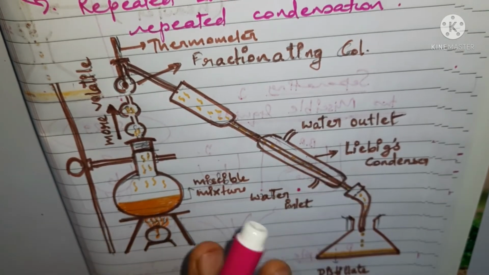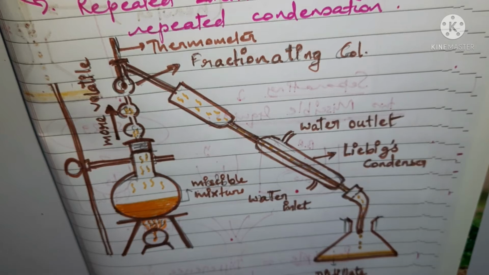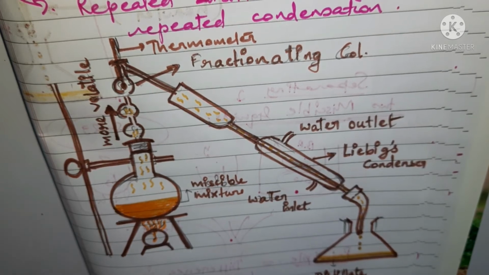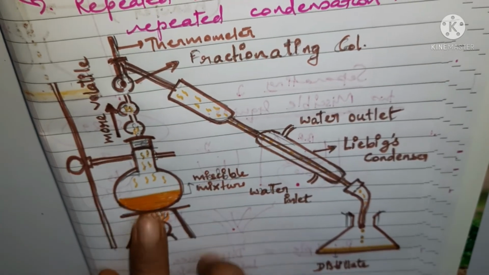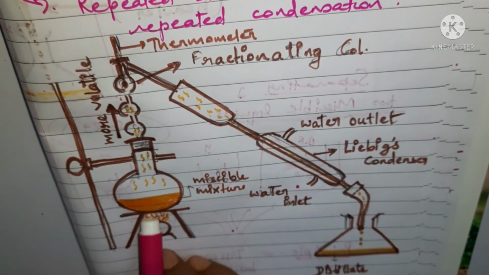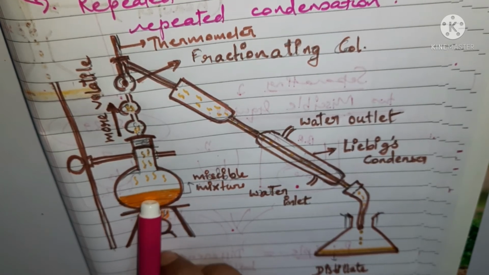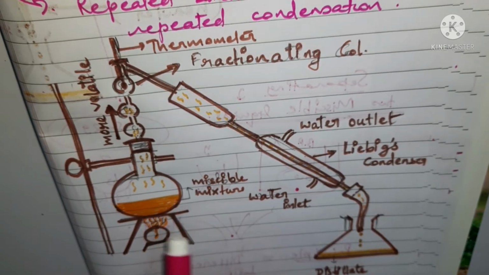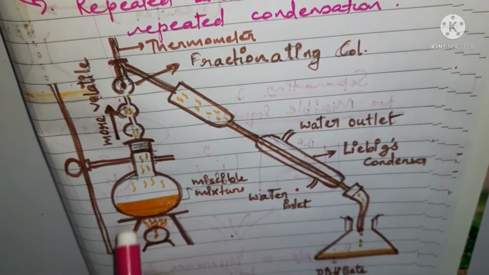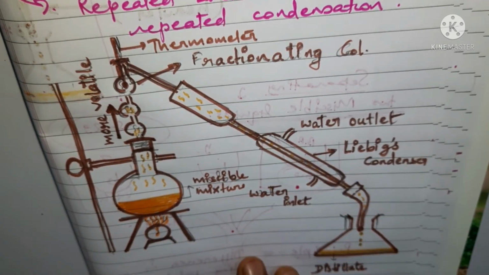Understood? So this is what is done in fractional distillation. So fractional distillation is basically what? It is the process of separation of two miscible liquids by the process of distillation, making use of the difference in boiling points. Here we are using what? Difference in boiling points, and this is known as fractional distillation.